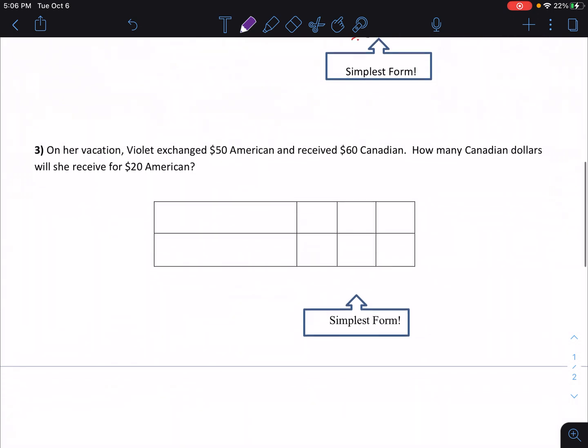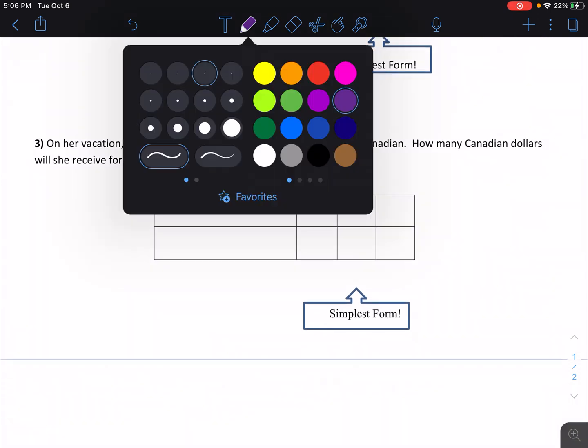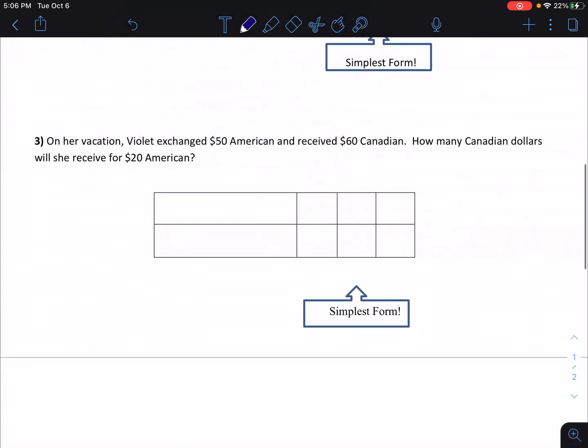Last one, on her vacation, Violet exchanged 50 American dollars. So I've got American dollars and Canadian dollars. We've got 50 American dollars and 60 Canadian dollars. And it says, how many Canadian dollars will she receive for 20 American dollars? Again, this goes in the last box in the appropriate row. And I cannot get from 50 to 20 by multiplication or division.